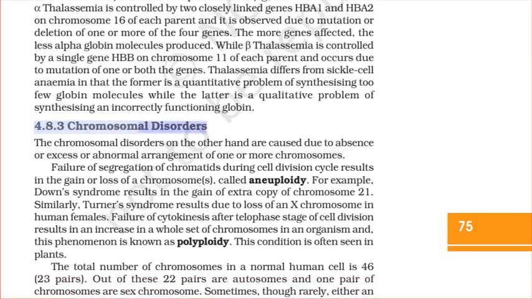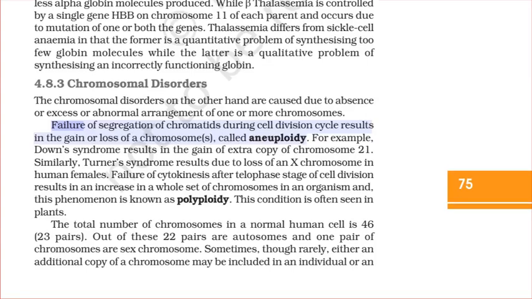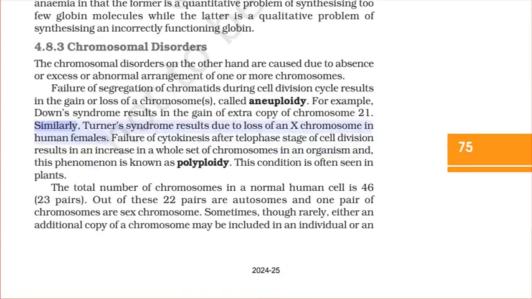Chromosomal disorders. The chromosomal disorders, on the other hand, are caused due to absence or excess or abnormal arrangement of one or more chromosomes. Failure of segregation of chromatids during cell division cycle results in the gain or loss of a chromosome, called aneuploidy. For example, Down syndrome results in the gain of an extra copy of chromosome 21. Similarly, Turner syndrome results due to loss of an X chromosome in human females.